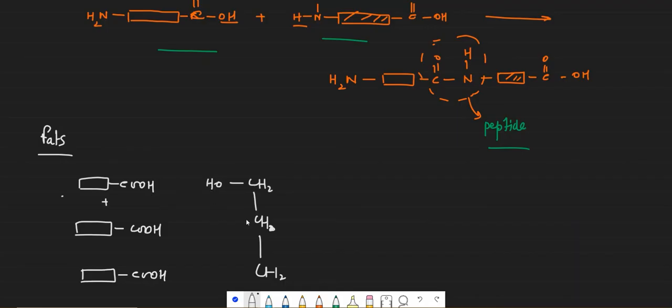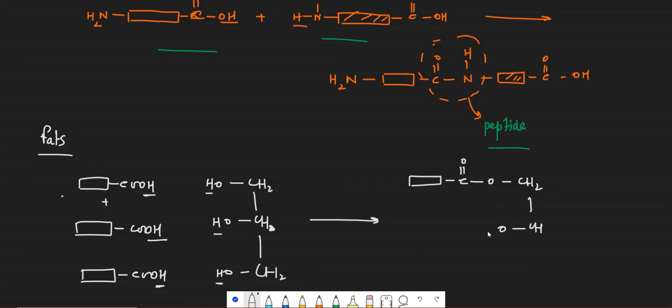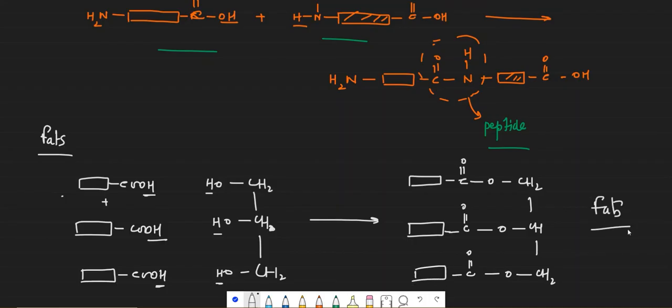I'm writing it in a form so that it will make sense once I write it. The OH from here will attach with the H from here, the OH from here with the H from here, and the OH from here with the H from here. So you will have C double bond O, CH2, CH, O, C double bond O, box, and CH2, O, C double bond O, box. This is what the fat structure looks like.